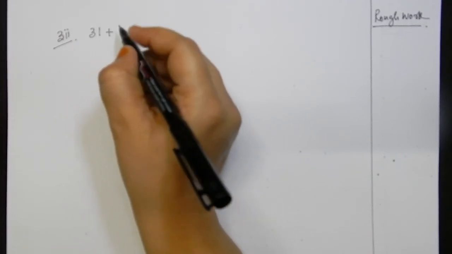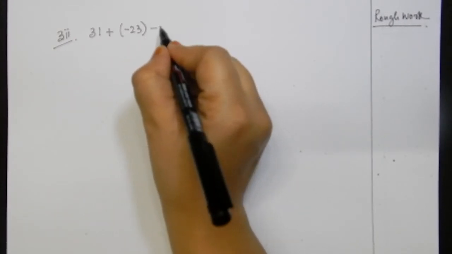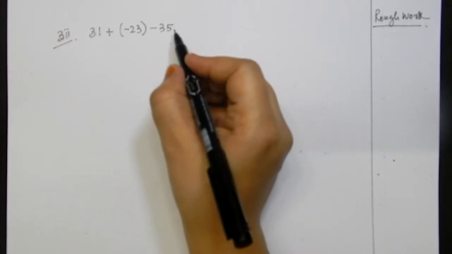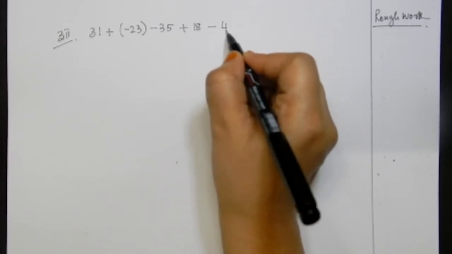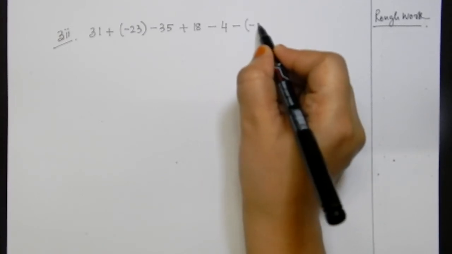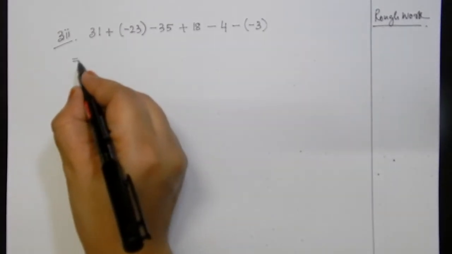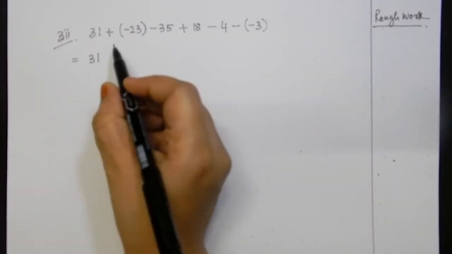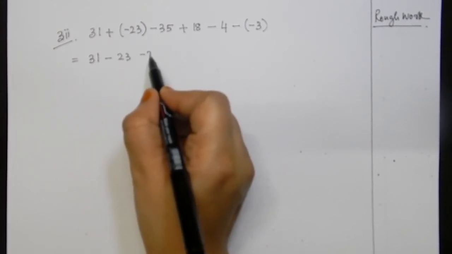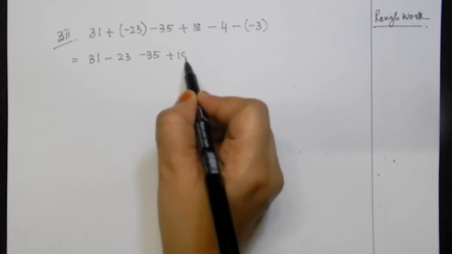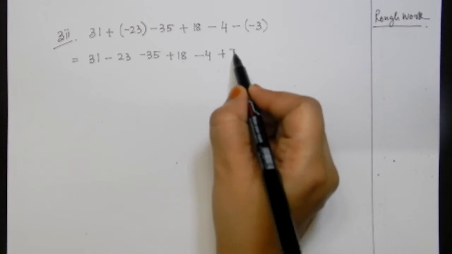31 plus minus 23, minus 35, plus 18, minus 4, minus of minus 3. So first we are going to open all the brackets. 31 plus minus is minus 23. No brackets, just bring it down as it is. Plus 18 minus 4. We have to open the brackets. Minus of minus will be plus 3.